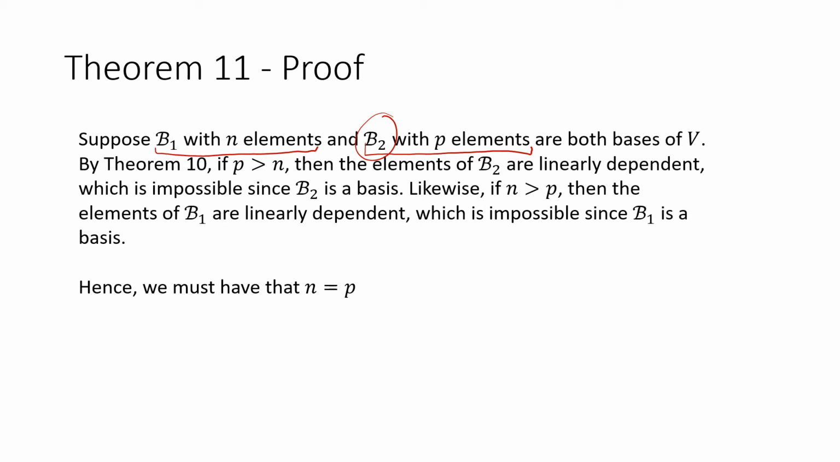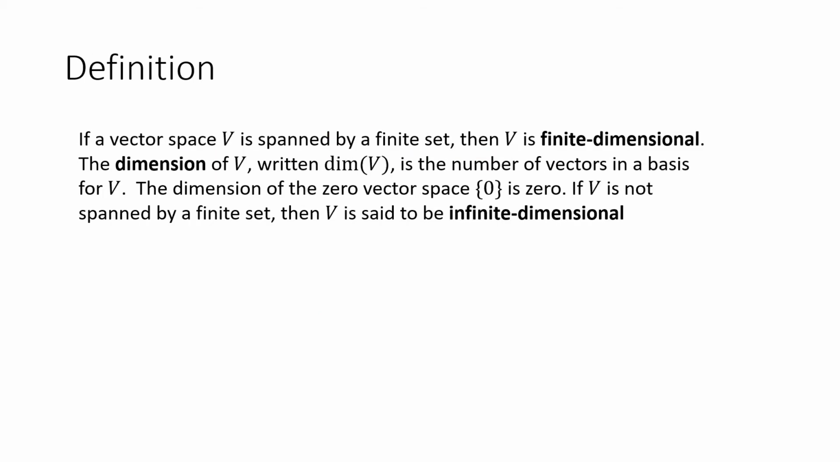But then turn it around: likewise, if the first one has more elements, then that's linearly dependent, because B2 is a basis. So that means neither one can be bigger than the other one. So the two sets have to be the same size. So this is telling us that for the vector spaces we're dealing with, there are infinitely many bases, and any of those bases have the exact same number of elements. And that number is called the dimension of V.